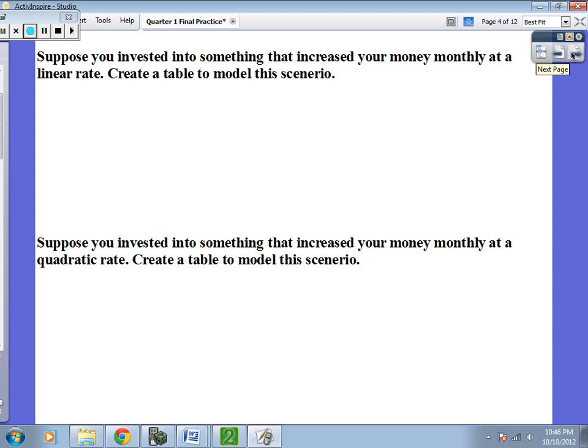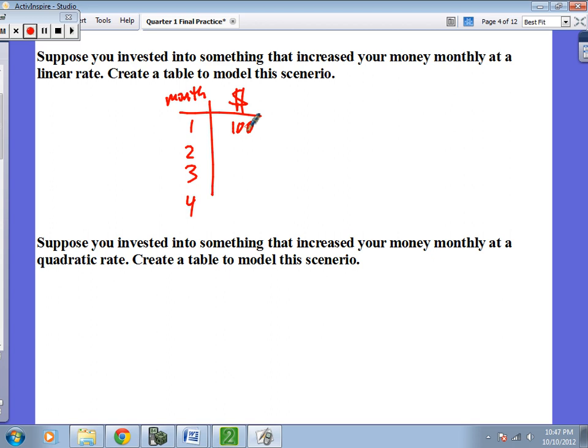Suppose you invested into something that increased your money monthly at a linear rate. Create a table to model this scenario. So on my table, this is the month, and this is the money. So month 1, month 2, month 3, month 4. Alright. So month 1, maybe I got $100. Month 2, I got $200. Month 3, I got $300. Month 4, I got $400. So it's easy. The change every month is +100. So that's a linear rate.